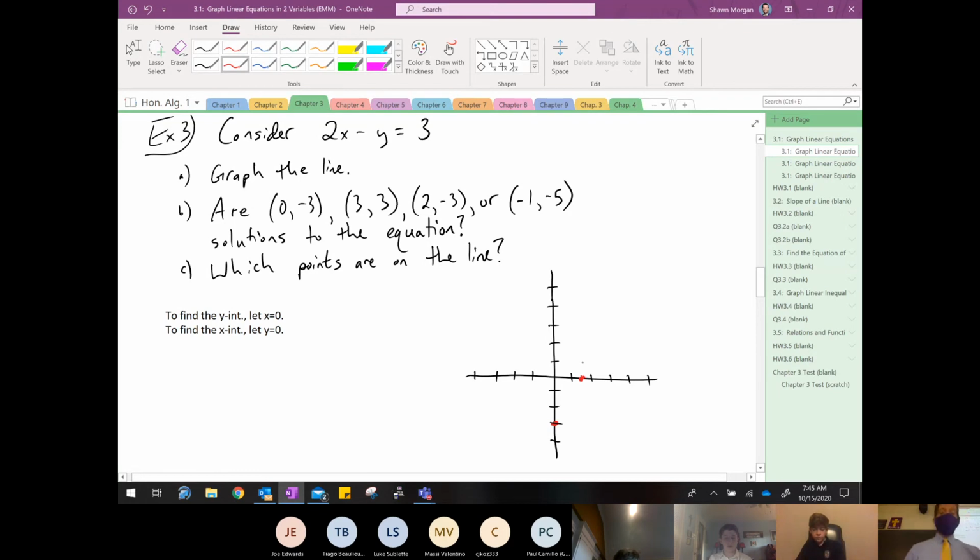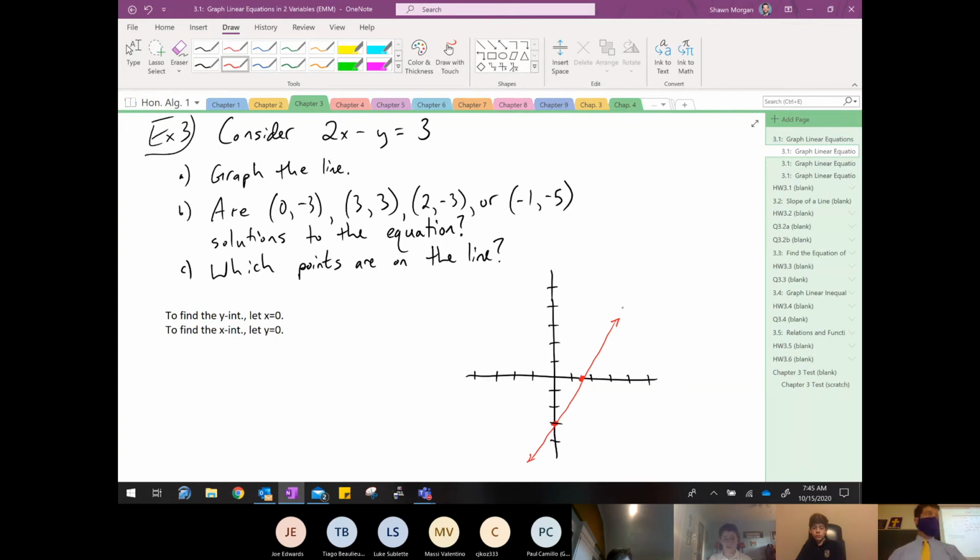So I could draw a line right now, and it probably won't be a very good one because I don't have a ruler. That ain't too bad. I missed the x-intercept just a wee bit. I could draw a line right there. I could complete part A. Okay, that is one way to sketch a line, is to find its intercepts.